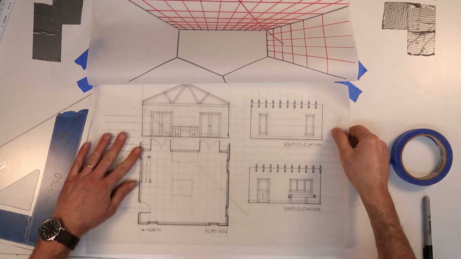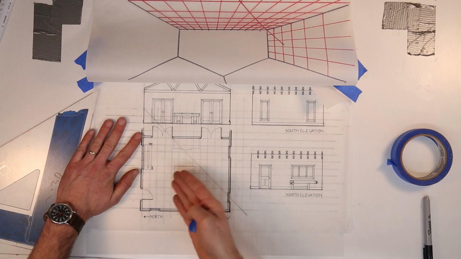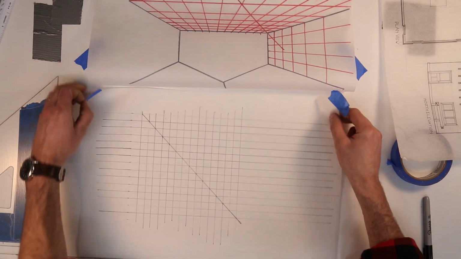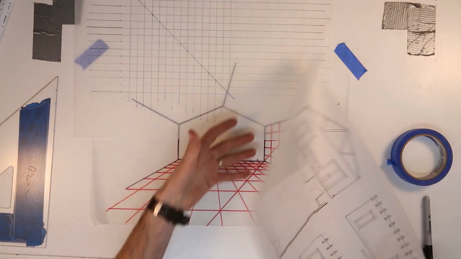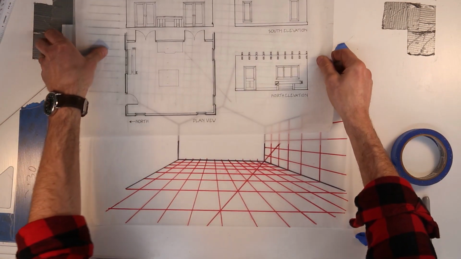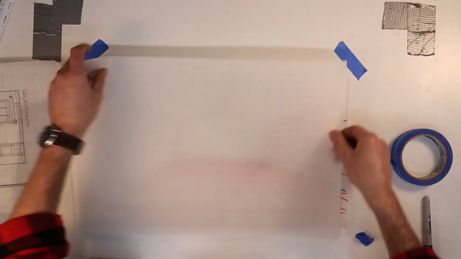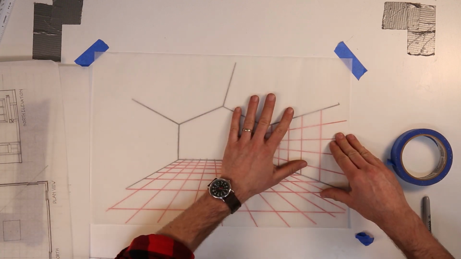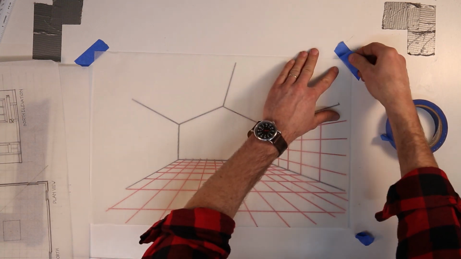Now I can lay my plan or elevation directly on this grid and easily see where my measurements line up on the grid. At this point, this grid and the plan and elevation are only for reference. I'm going to tape a new sheet of trace on top of my perspective grid, so I don't get confused which lines are important drawing lines and which ones are grid lines.